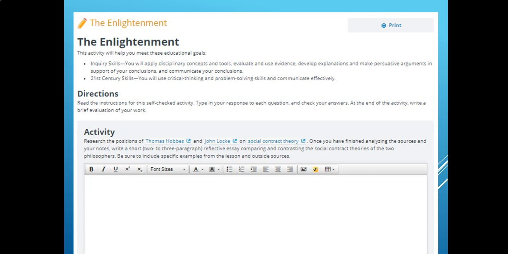It's asking you to write a 2 to 3 paragraph reflective essay. You need to say how Mr. Hobbes interpreted the role of government and how he viewed people within that role of government. And then you can go to John Locke and also interpret what he said. What did he say about government? How is government supposed to treat people? And you need to put together a good essay here.